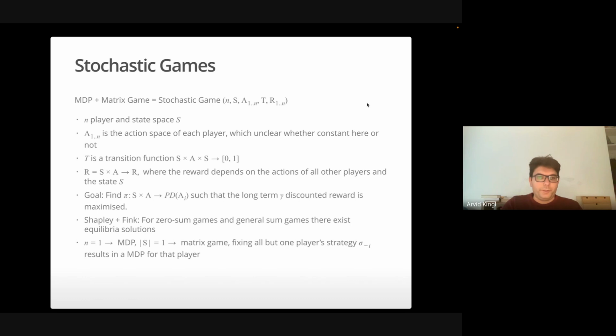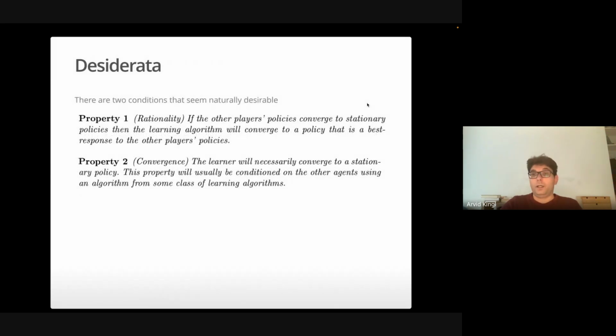Sorry, I might be going a bit fast, so please interrupt me if I'm too unclear or if something needs more explanation. In trying to find solutions for these stochastic games, there are some desiderata.